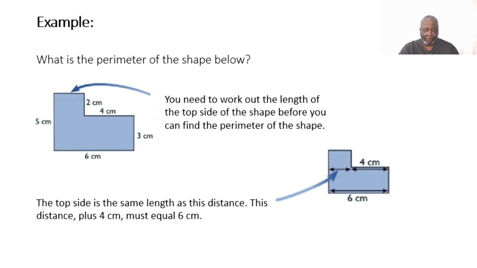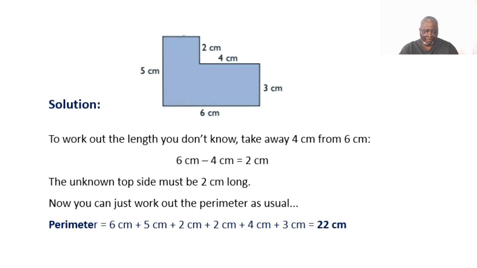The solution to the example is working out these unknown sides. You have on the left 5 centimeters, and then you have 2 centimeters on the inside, and then you have an extension of 4 centimeters, and then you have 3 centimeters and 6 centimeters. To work out the length you don't know, take away 4 centimeters from 6 centimeters. And that will give us 2 centimeters. The unknown top side must be 2 centimeters long.